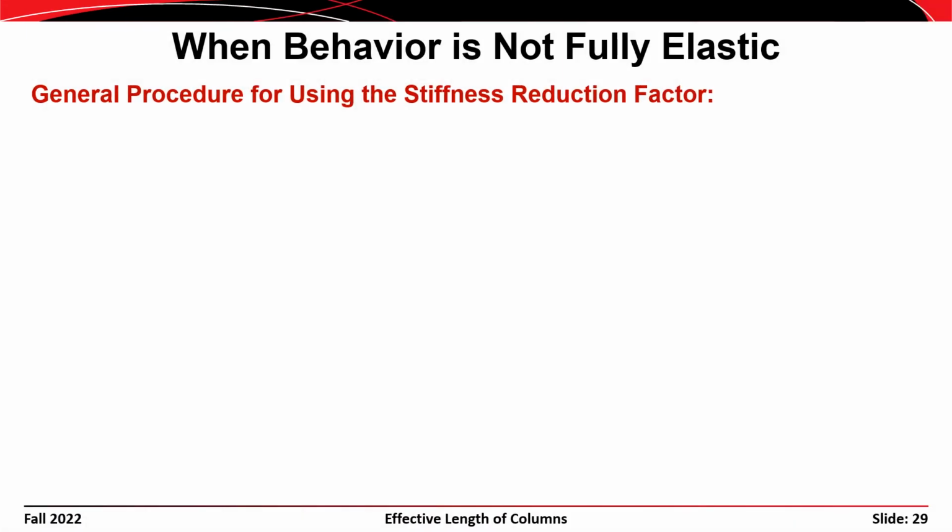Remember that two criteria must be met in order to use the stiffness reduction factor. First, the column strength has to be governed by inelastic buckling, and second, the effective length factor must have been computed using the alignment charts. Also remember that using the stiffness reduction factor is optional. If you choose not to use the stiffness reduction factor, then the computed column strength will be slightly conservative.